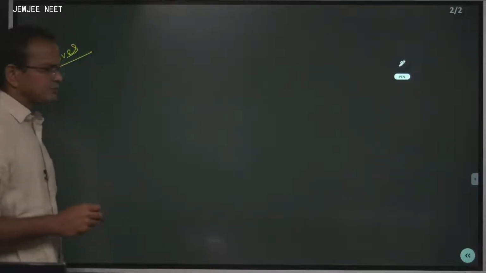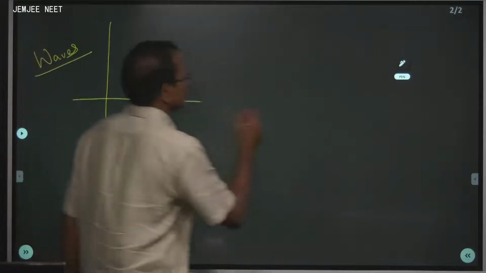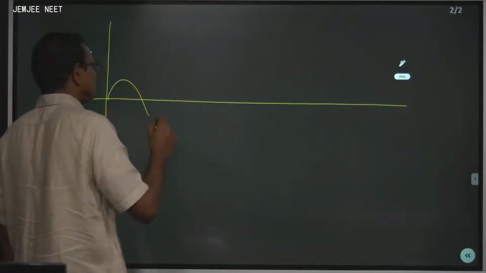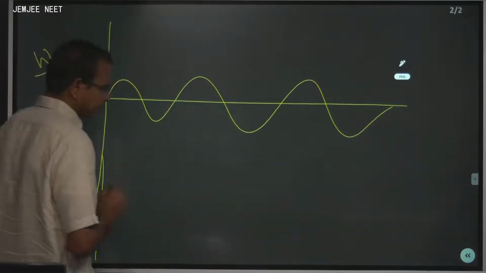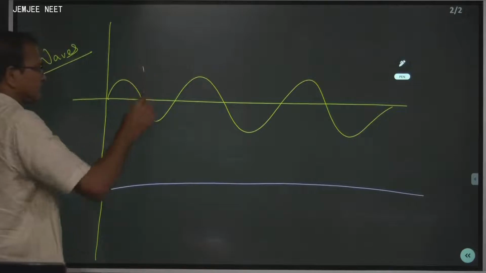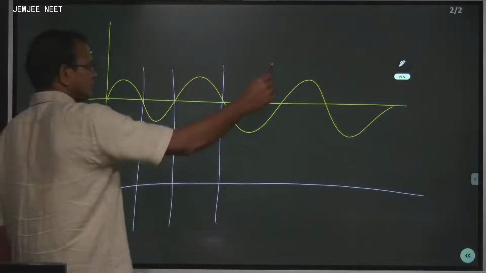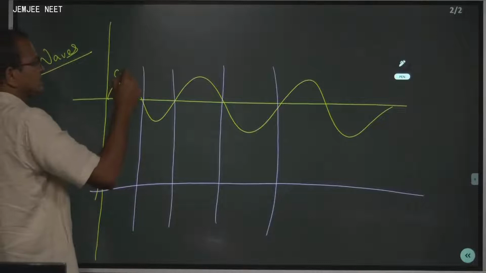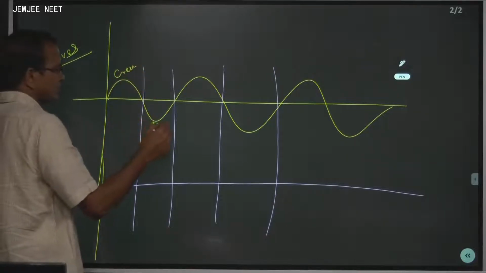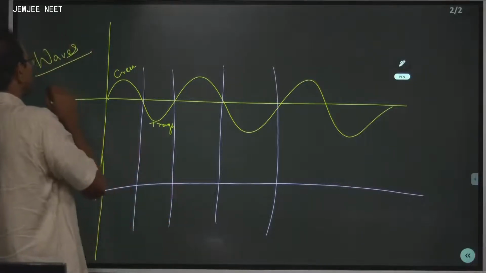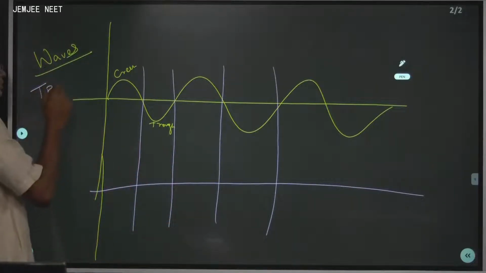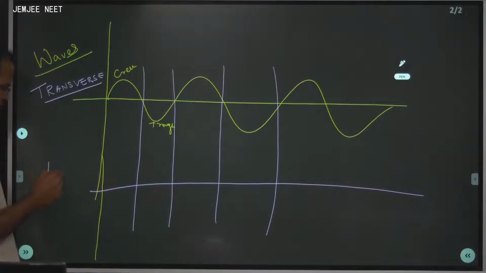What do you mean by a wave? A wave is something we all know. This is a wave. That's a wave. So this is the crest. This is the trough. Crest and trough. So what wave is this? Transverse wave. This is nothing but a transverse wave. And this is nothing but a longitudinal wave.